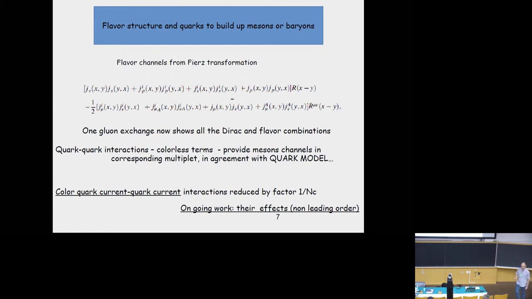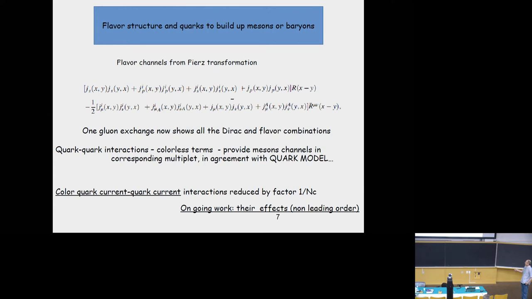Then we can explore the flavor structure of this interaction by performing a usual Fierz transformation. We have all these quark currents with all these Dirac and flavor indices: scalar, pseudoscalar, and isovector, and all the others, with some kernels that come from the gluon propagator, R and R bar, in the scalar channel and the Lorentz vector channel. And this is very appropriate because if we want to introduce meson fields, we have to take into account all the channels of the Dirac and flavor structures that appear in any quark model. So this is very convenient.